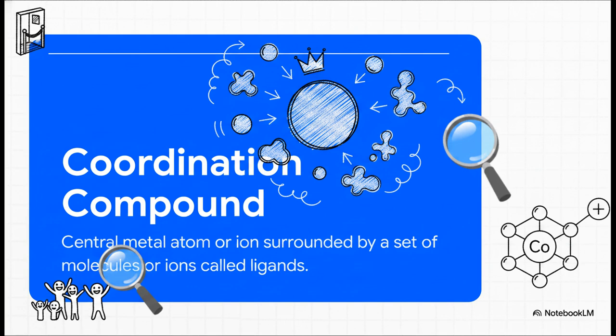And surrounding our VIP is the entourage. We call these ligands. Ligands are just molecules, or ions, that willingly donate a pair of electrons to that central metal. For instance, in the hexaamminecobalt(III) ion, cobalt is our VIP, and the 6 ammonia molecules, that's the entourage.